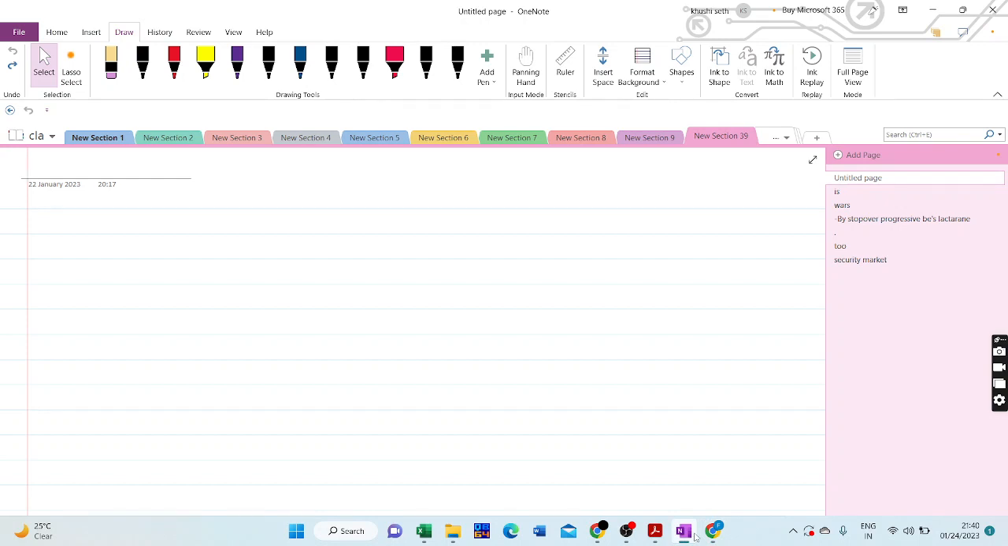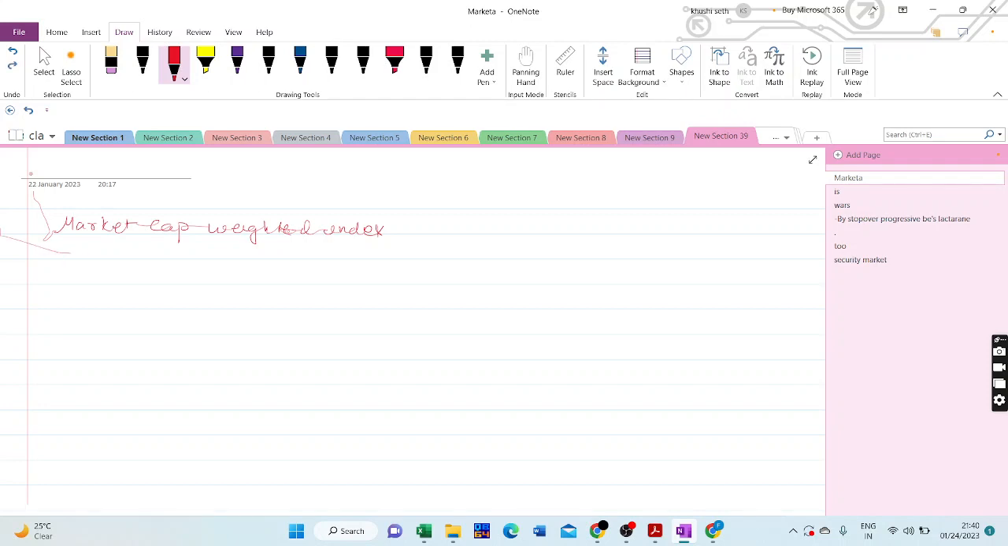Okay, so today we will be discussing... Yesterday we had discussed price weighted index and equal weighted index. Today we will discuss market cap weighted index.